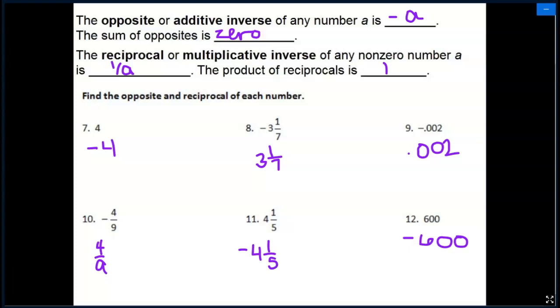The reciprocal is a little bit trickier. So the reciprocal of 4 is 1/4. It's 1 over that number. The sign is the same.